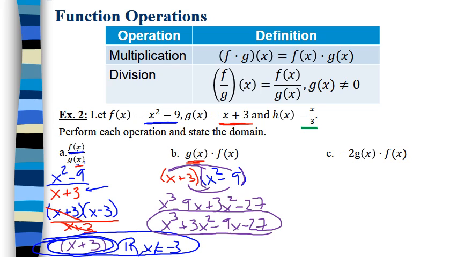This function here, so if this is our answer, our final domain we look up here, there's no reason why we can't put any value in for x. So x is all real numbers. So we can use interval notation and write it as negative infinity to infinity. So the domain for this function would be negative infinity to infinity.